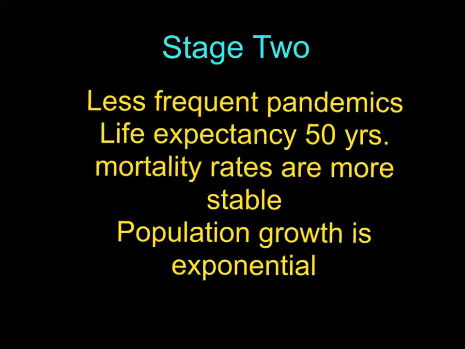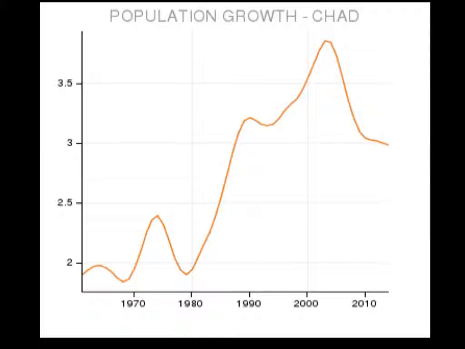Stage 2 has less frequent pandemics, life expectancy is around 50 years, and mortality rates are more stable but still fluctuating some. Population growth is exponential. This is a population growth graph for Chad, which is in this range. Life expectancy is right around 50 years. As you can see, it's fluctuating a lot, but it has an exponential growth rate, something maybe like the line I just drew, and it has a lot of peaks and dips.